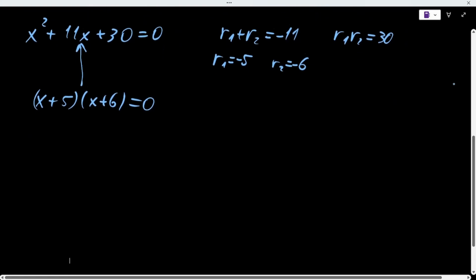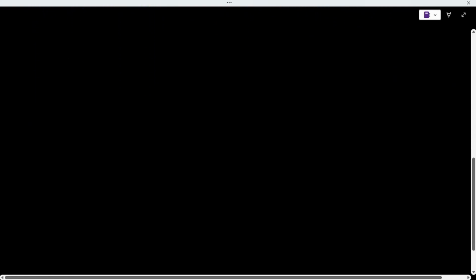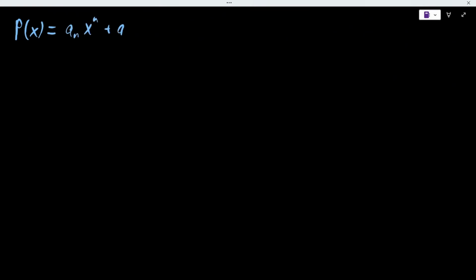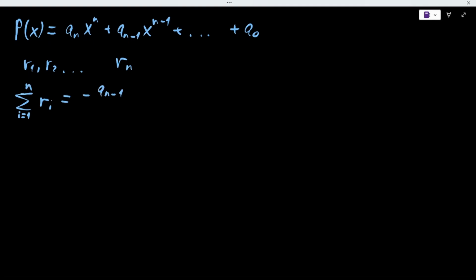Now let's discuss what the generalized Vieta's theorem is. In this case, if we are given p of x equals an times x to the power of n plus an minus 1 times x to the power of n minus 1, and so on, all the way up to a0, and its solutions are r1, r2, through rn. We will prove that the sum of the roots, i changes from 1 to n, will be equivalent to negative an minus 1 divided by an.